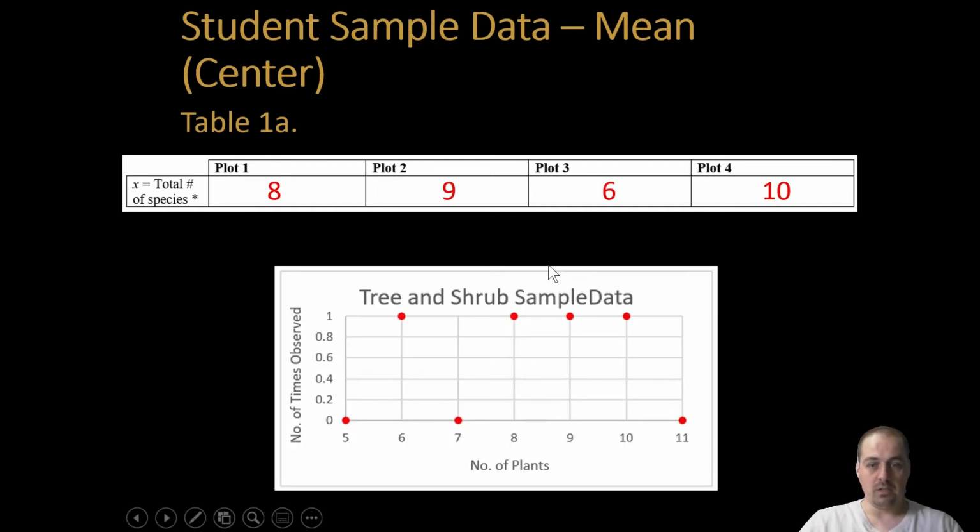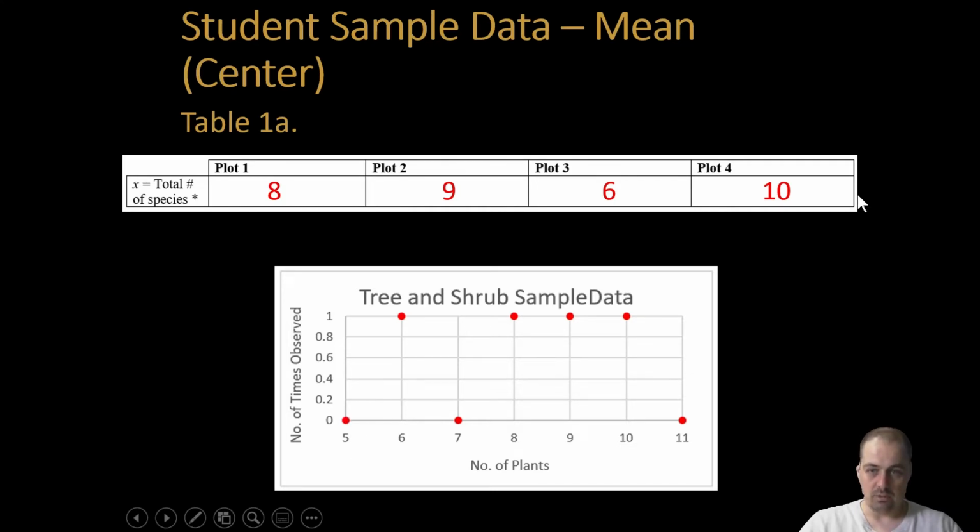And the mean gives you an idea of the position of the data, or specifically the center of the data. So if we do a little distribution plot like this, down here you have the number of plants that were observed, and here you have the number of times they were observed.